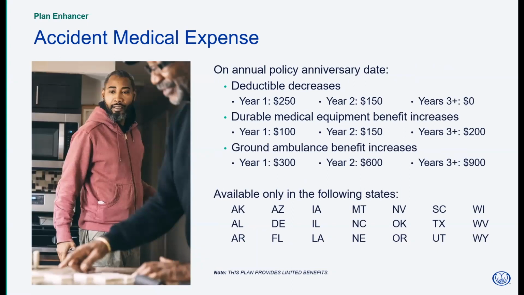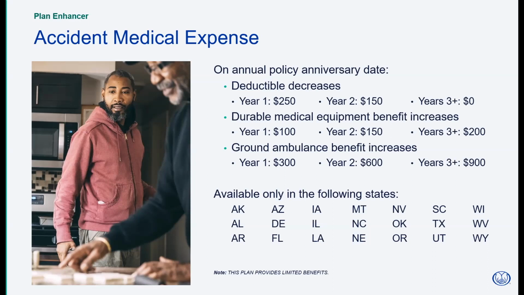Okay, continuing on with the accident medical expense, a feature that is really nice with this plan is that the deductible decreases every year. Now, you don't hear a lot about deductibles decreasing. You always hear about them increasing, but not necessarily decreasing. With the accident medical expense portion of this plan, year one, the deductible is $250. Year two, the deductible is $150. And then year three and after, the deductible is gone. There is no more deductible after that.